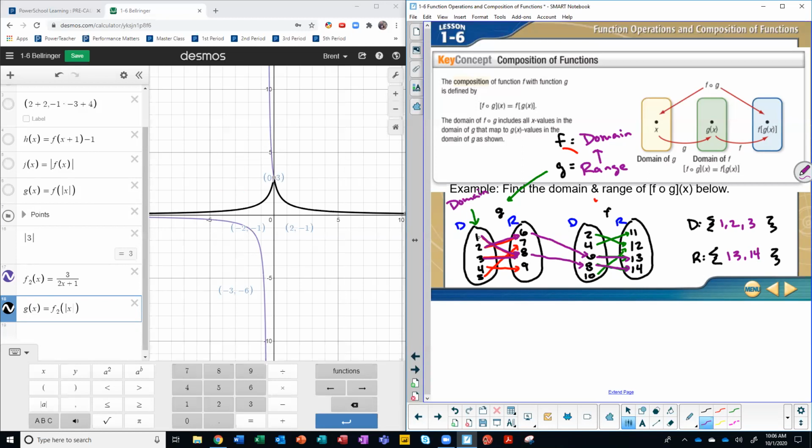So 1, 2, 3. These are the matching values, so that became my domain. The pathway led to here. This becomes my range of the f of g. This is f of g here. f of g's domain, that's f of g's range. It's all about that matching. So I want to give you that because that'll really help you on ALEKS. Because on ALEKS, I have a few of these that are testing, and if you just connect your paths like this, you can come up with your numbers.